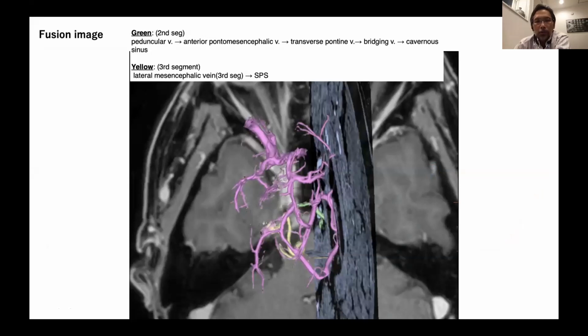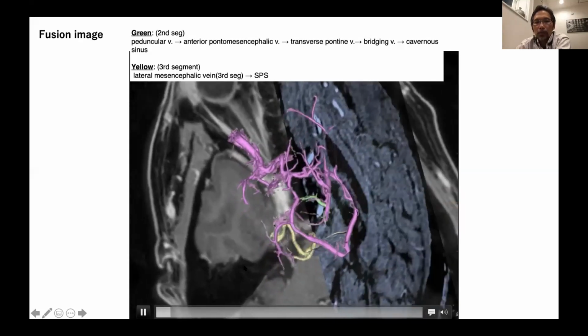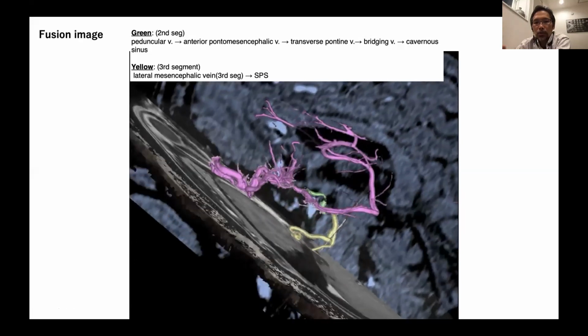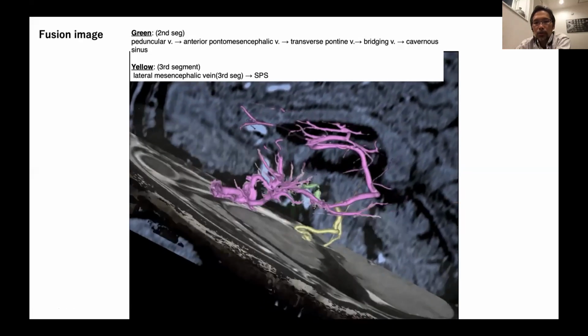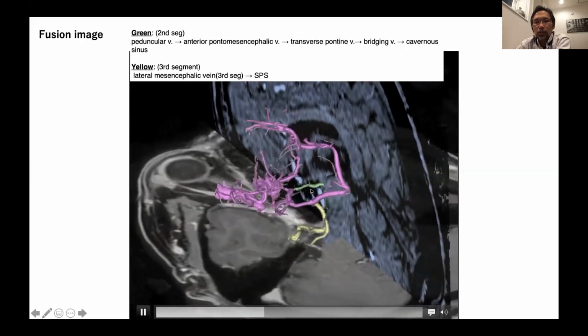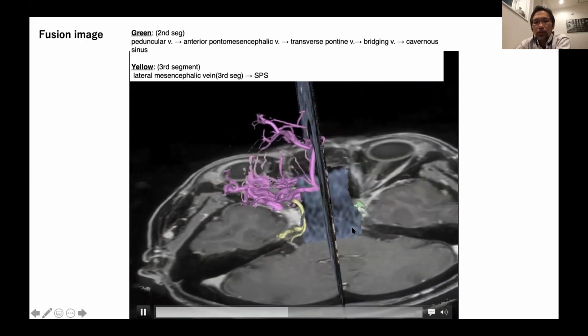Okay, so in real 3D, please look. The green one will be the vein that goes around the anterior part of the brainstem, going into the anterior pontomesencephalic vein. And the yellow one will go lateral to the brainstem, to the midbrain, which is the lateral mesencephalic vein. We will turn it, it will be a 3D picture. To help you understand the three-dimensional anatomy, you should have this three-dimensional anatomy image of this. It really helps you to understand.